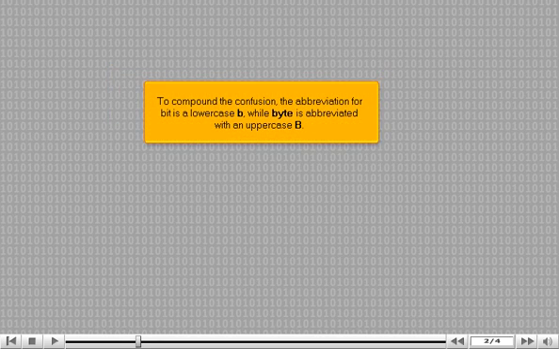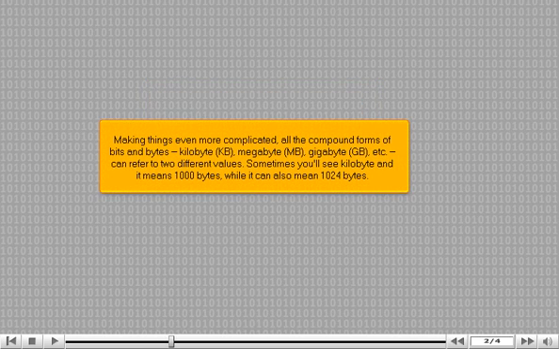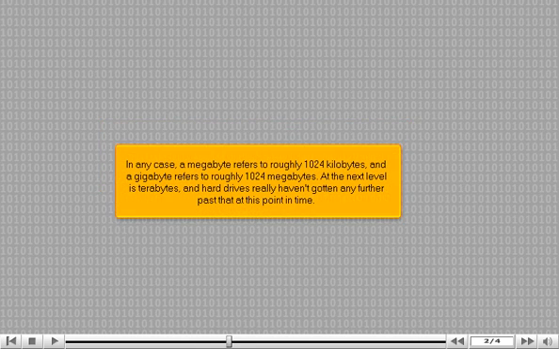To compound the confusion, the abbreviation for bit is a lowercase b, while byte is abbreviated with an uppercase B. Making things even more complicated, all the compound forms of bits and bytes, kilobyte, megabyte, gigabyte, etc., can refer to two different values. Sometimes you'll see kilobyte, and it means 1,000 bytes, while it can also mean 1,024 bytes. In any case, a megabyte refers to roughly 1,024 kilobytes, and a gigabyte refers to roughly 1,024 megabytes.